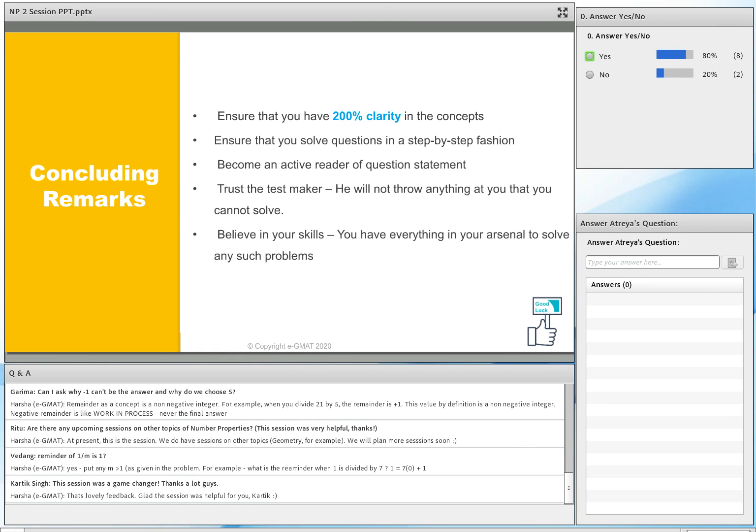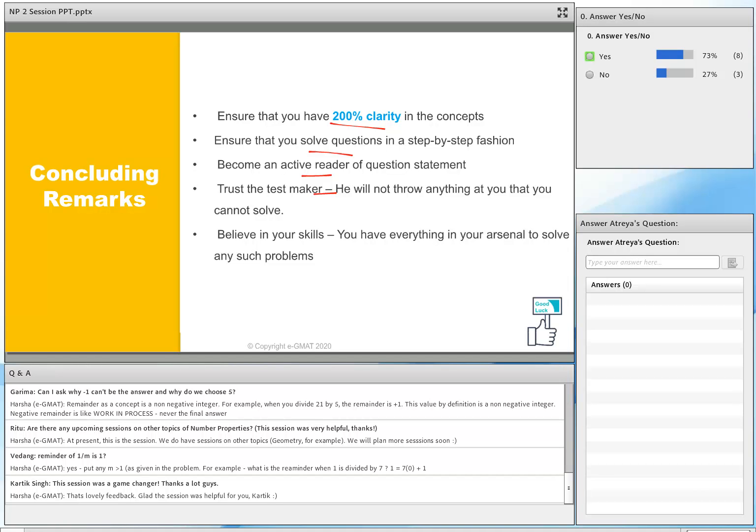So as concluding remarks, I would say make sure you have a 200% clarity in the concepts. Ensure that you solve all questions in a step-by-step fashion. Become an active reader, because if you do not do that, you would miss out on constraints, and that might lead you to making errors on the GMAT. Trust the test maker, because I was getting some questions. What if M is M cube? What if M is 25 and all those? GMAT is a test where they want to see how logical are you, how smart are you.